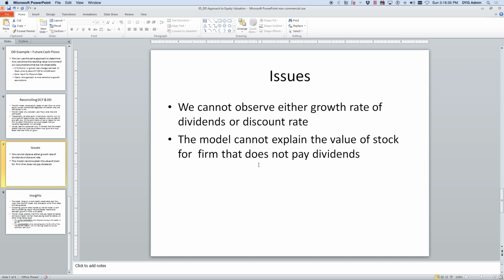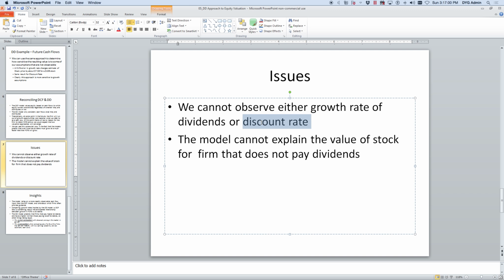When we think about why somebody might use the dividend discount approach instead of the discounted cash flow approach, the first thing that we want to think about is, what does it really help or hurt with? And so, from an issue standpoint, you still can't observe the growth rate of dividends or the discount rate here.